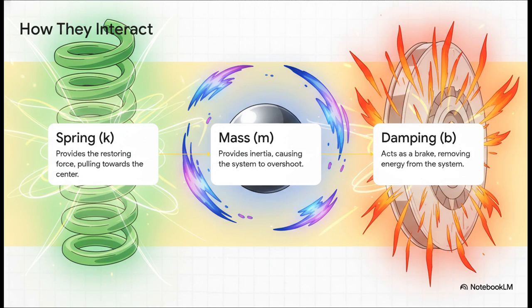And here's the cool part. These three are locked in this constant dance. The springiness, K, is always trying to pull everything back to the center. That's the restoring force. But the mass, M, has inertia, right? It doesn't want to stop on a dime, so it always overshoots the middle. And the whole time, our damping, B, is playing the role of the brake, just constantly taking a little bit of energy out of the system, slowing it all down.